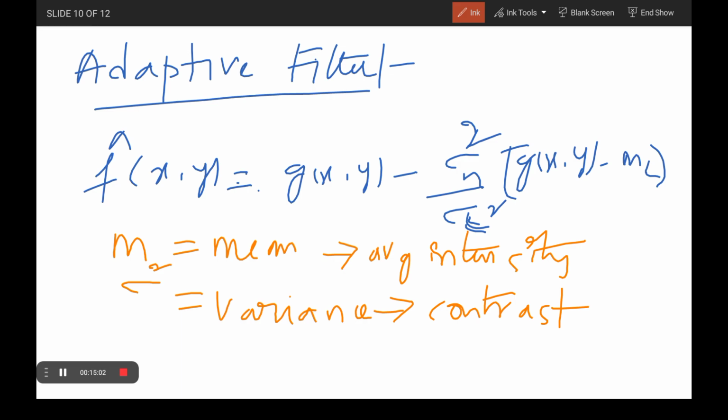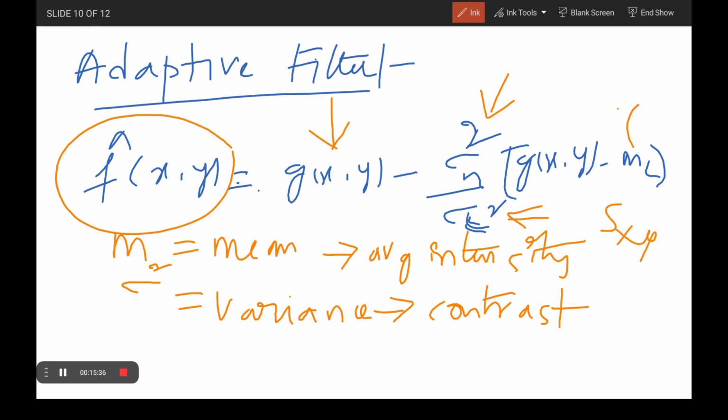Suppose you observe this equation: f dash of x comma y is the output image. The estimate depends on the degraded image, which is formed by adding noise to g of x comma y, and that decides one parameter, as well as sigma n square. Sigma n square is the variance of the noise in the corrupted image f of x comma y, whereas sigma L square represents the variance in the local neighborhood, that is, in the region Sxy, and mL is the mean value in Sxy. These four parameters decide the restoration of the image in the spatial domain. Moreover, this equation is only valid when sigma n square is less than sigma L square. Only then is this equation valid for the adaptive filter.